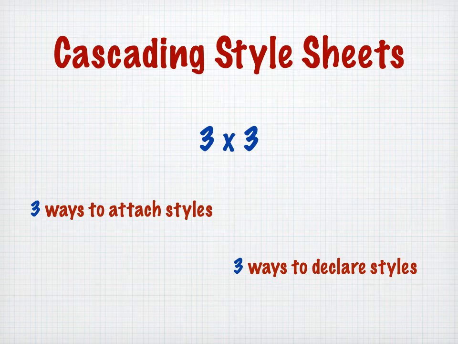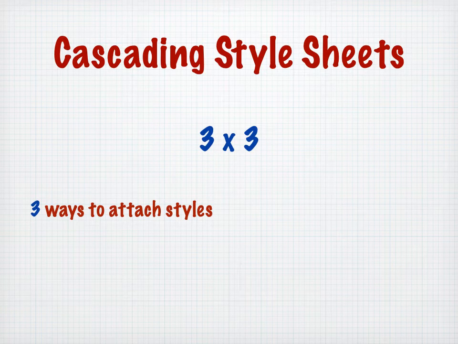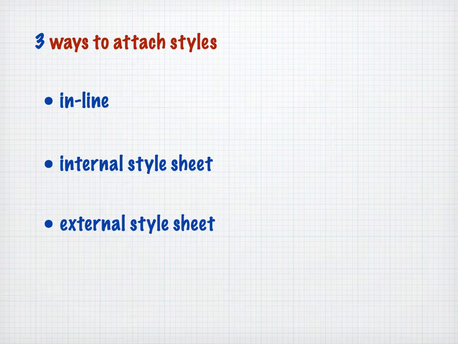So let's look at cascading style sheets, and one of the things I want to talk about is the way that style is actually attached to a file. Now there are three ways to actually attach CSS to an HTML file. There's inline, internal and external. So I'll just go through these and show you some examples of these.